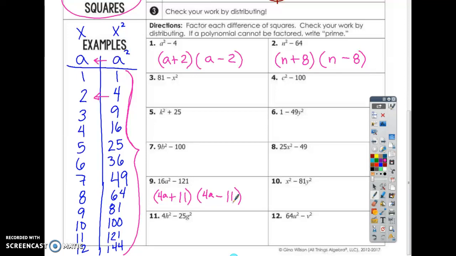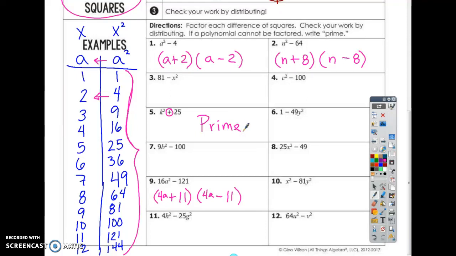What if it can't be done, right? What about number 5? Because this, I can take the square root of k squared, and I can take the square root of 25 as 5, right? But it has a plus. And that's not what I taught you. I told you that it's the difference of 2 squares, not the sum of 2 squares. So if this cannot be done, right, and I can't do the difference of 2 squares, then you're just going to put prime. That means it cannot be done.